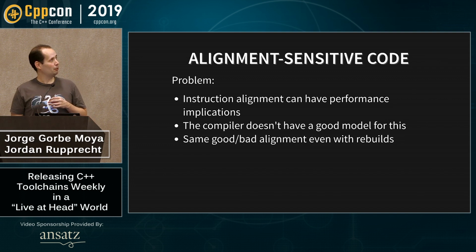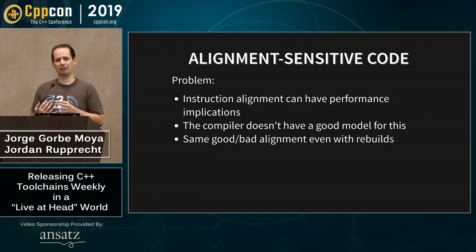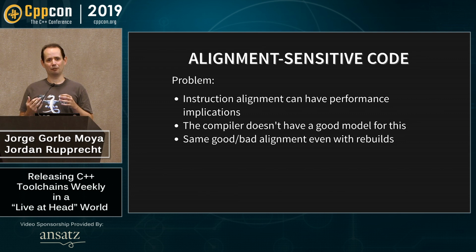And our problem here is that the compiler doesn't have a good model for this. Ideally, the compiler should be able to notice the kind of mix of instructions it's emitting between these boundaries and move things around to always get the good alignment. But we have tried, and we haven't been able to get anyone at Intel to implement this in Clang.